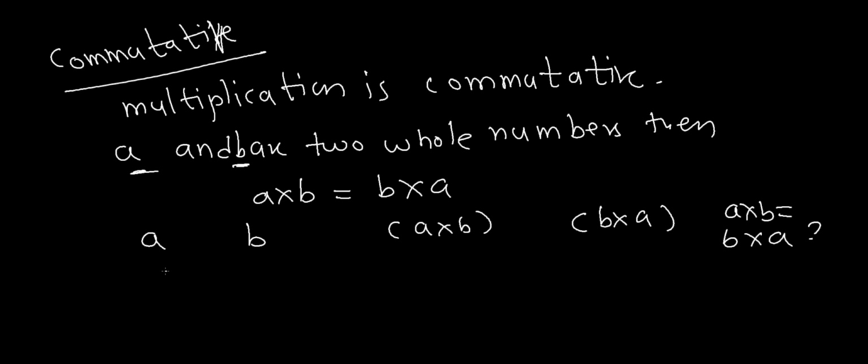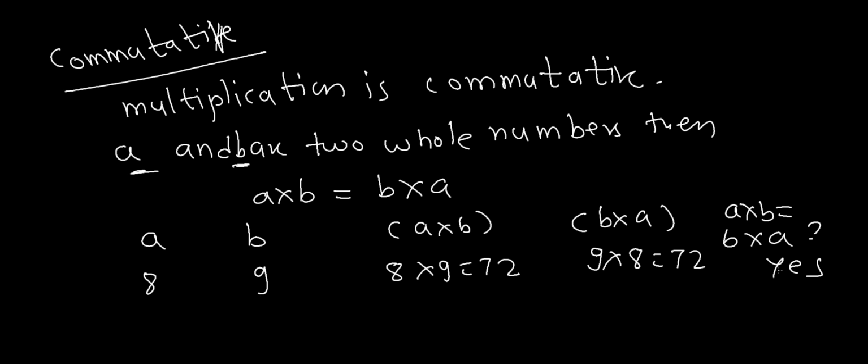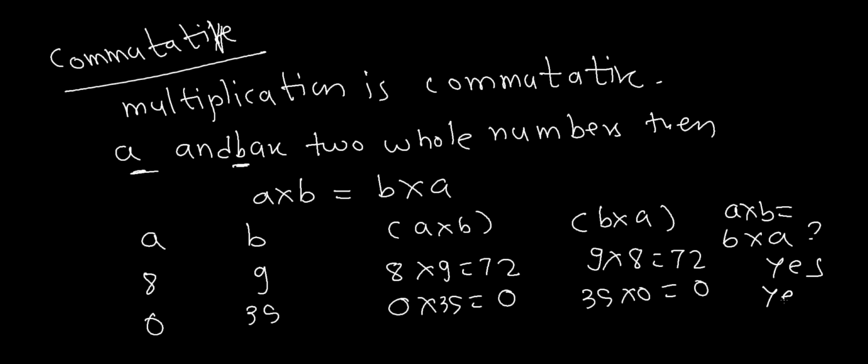So 8 into 9, 72. Then 9 into 8 is also 72. So yes, it's commutative. Or we'll say 0 into 35 is 0. 35 into 0 is 0. So this is commutative. Yes.